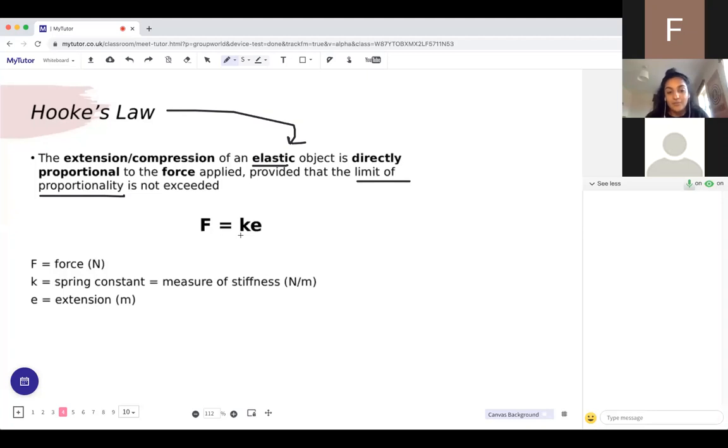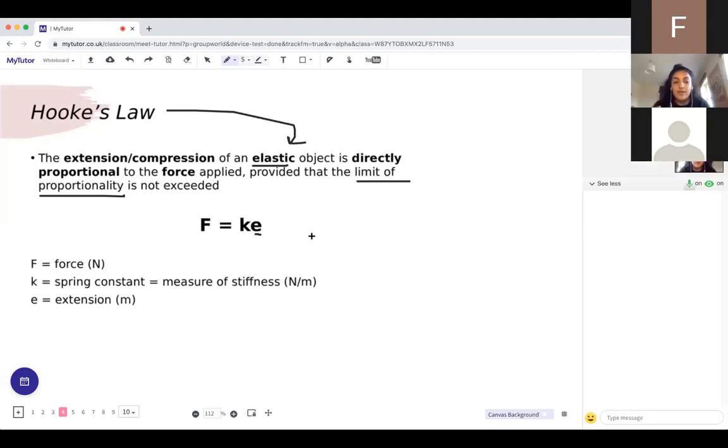And then the final part of our equation is extension, which is E. Extension, E, is measured in meters. E stands for extension. But extension can also be substituted for compression. So although the equation has E in it, which does stand for extension, it can also be applied to things where we compress.